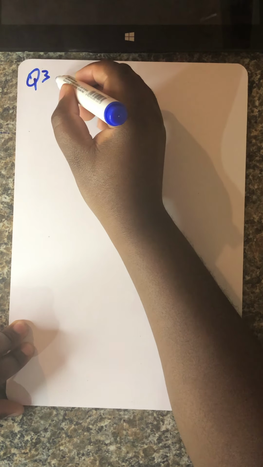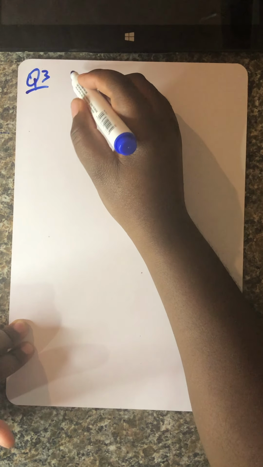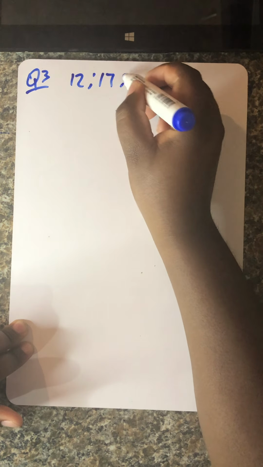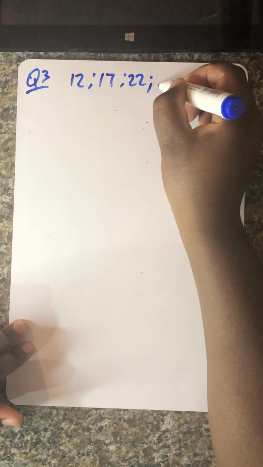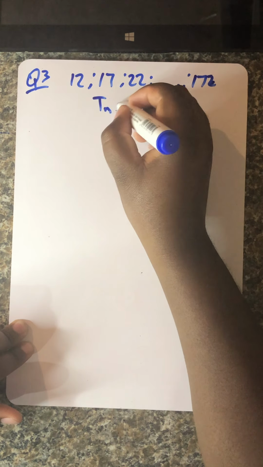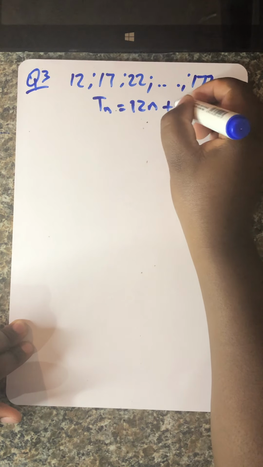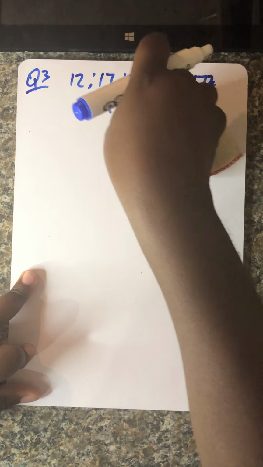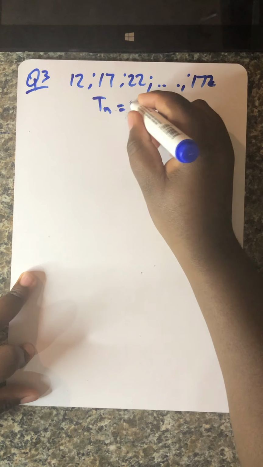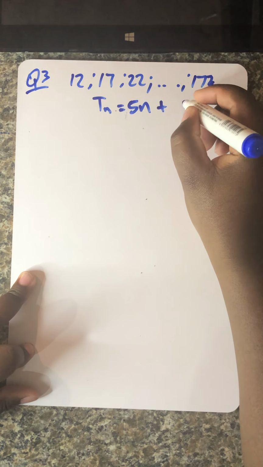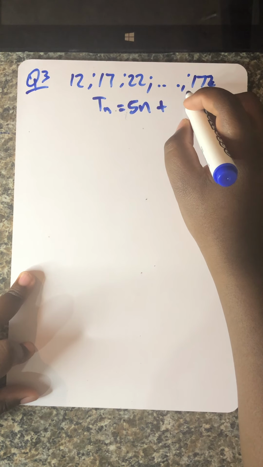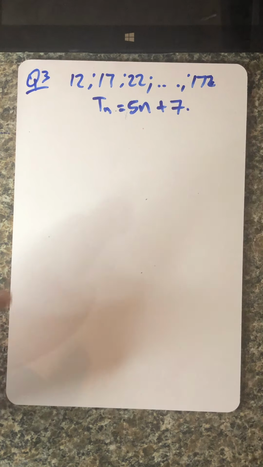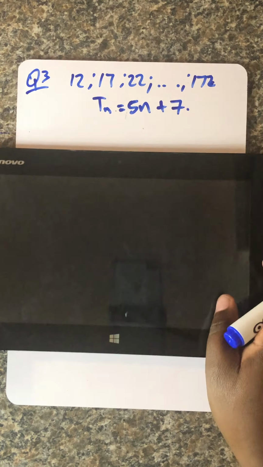So this is question 3. We have 12, 17, 22, then 172, and the formula was Tn equals 12n plus 7. No, not 12, but 5. Remember, guys, as I write, you can just note only the important information. So this is 5n, it was plus 7. Okay, so now let's move to the next question.